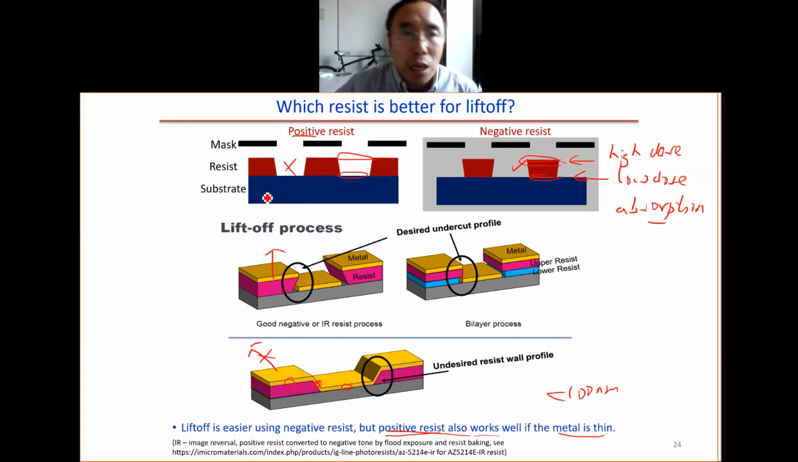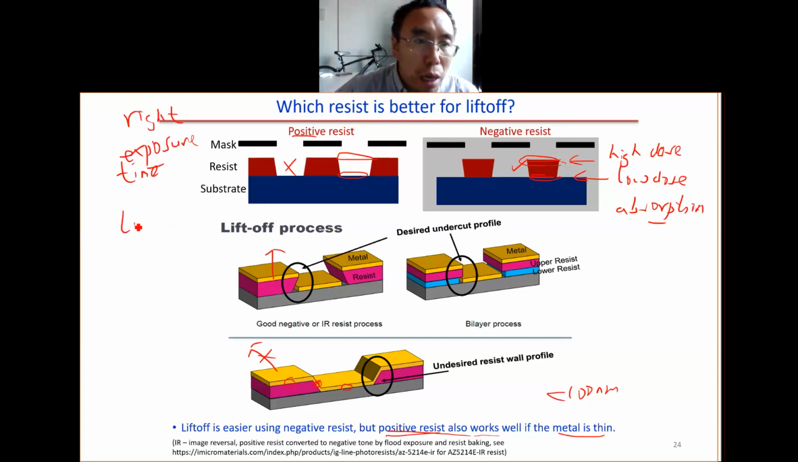But this depends on the time. If you have the right exposure time, you get this. If the exposure time is too long, then it will become like this. Then it's not good. For this one, it may become like this.